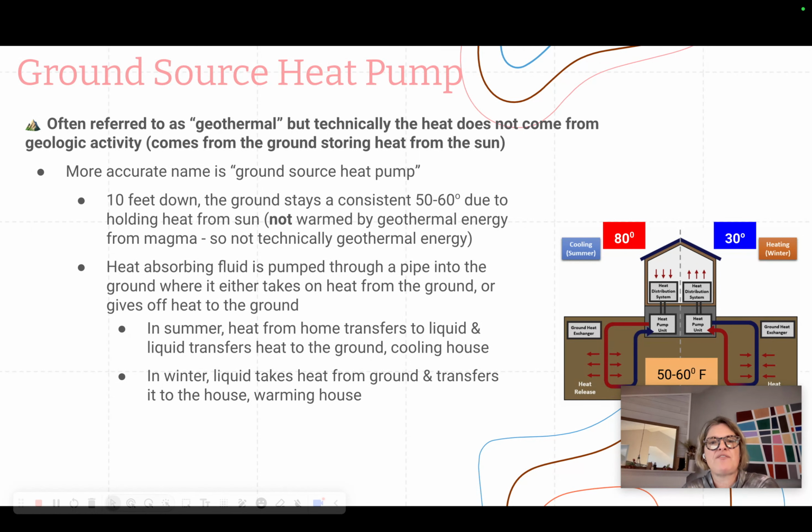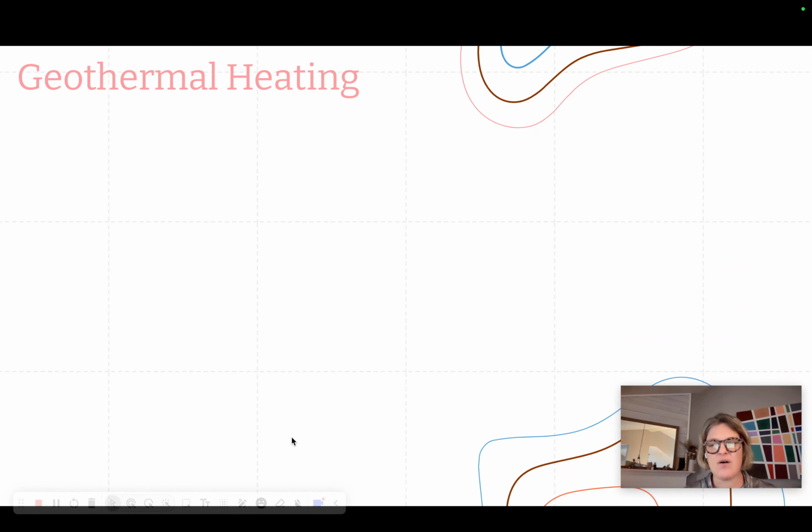That heat absorbing fluid is pumped through a pipe into the ground where it takes on the heat from the ground, which again comes from the sun. Okay. And then in the summer, the heat from the home transfers to that liquid, and the liquid transfers the heat to the ground, which is cooling the house. And in the winter, the liquid takes heat from the ground that was there from the sun's energy and transfers it into the house, warming the house. And so that's how heat pumps work.